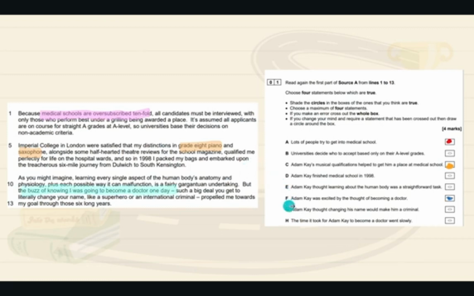Next one is that Adam Kay was excited by the thought of becoming a doctor, which can be shown through the quote, the buzz of knowing I was going to become a doctor one day. And last one is the time that it took for Adam Kay to become a doctor went slowly, which can be shown through the quote, those 6 long years.